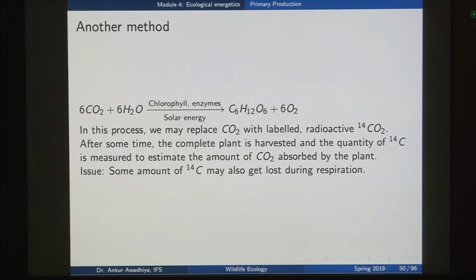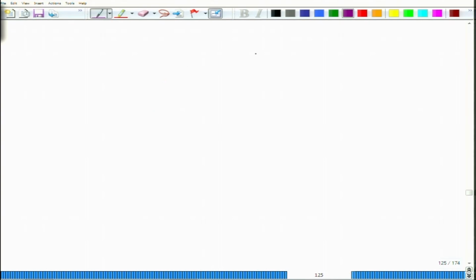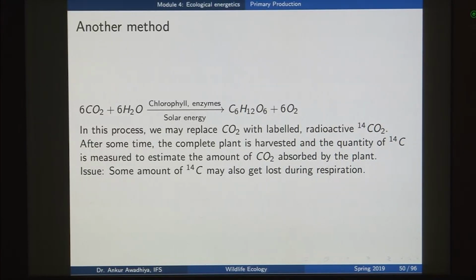Now, even in this case, because the plant is also doing some amount of respiration, some amount of carbon 14 will also be lost, and so in that case we are measuring the net primary production or the productivity. Now, one other variant could be that we are not replacing all of CO2 with carbon 14, but we have a mixture of carbon 12 and carbon 14, and then if we know the ratio that was there in the beginning, we can use this ratio as well to figure out the amount of sugars that are getting produced by looking at the amount of carbon 14 that has been fixed in this process.